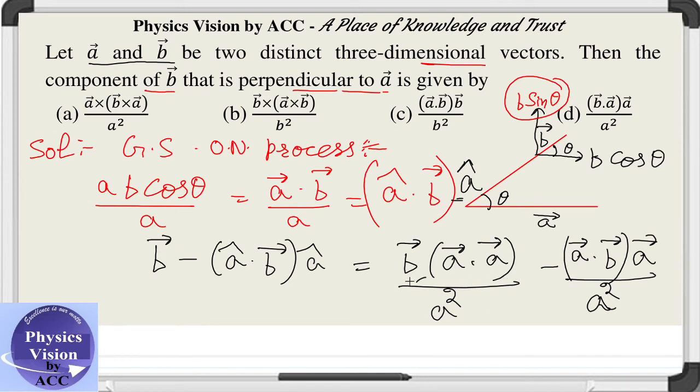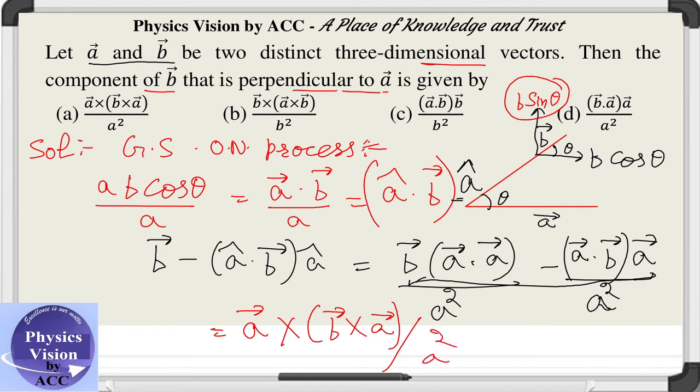And this relation, by using the property of A cross B cross C, can be written as A cross B cross A divided by A square, definitely. So option A is the correct answer to this question. Okay, so thanks for watching.